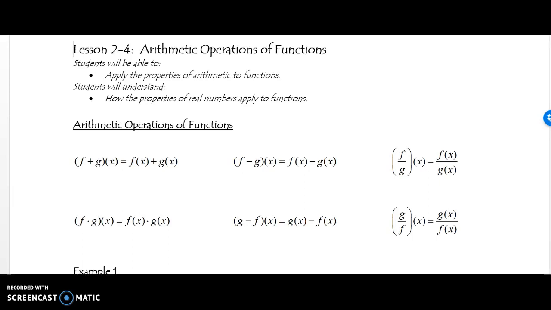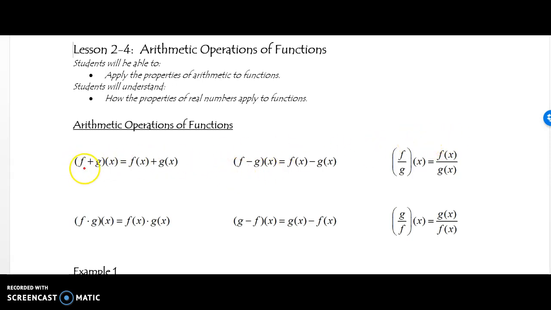Okay, here's our lesson 2-4, arithmetic operations of functions. You should be able to apply properties of arithmetic to functions and understand how the properties also apply to functions. So what that means is that you can take functions, add, subtract, multiply, and divide, just like we do with numbers. Really, I think the hardest part about this is just recognizing the notation.